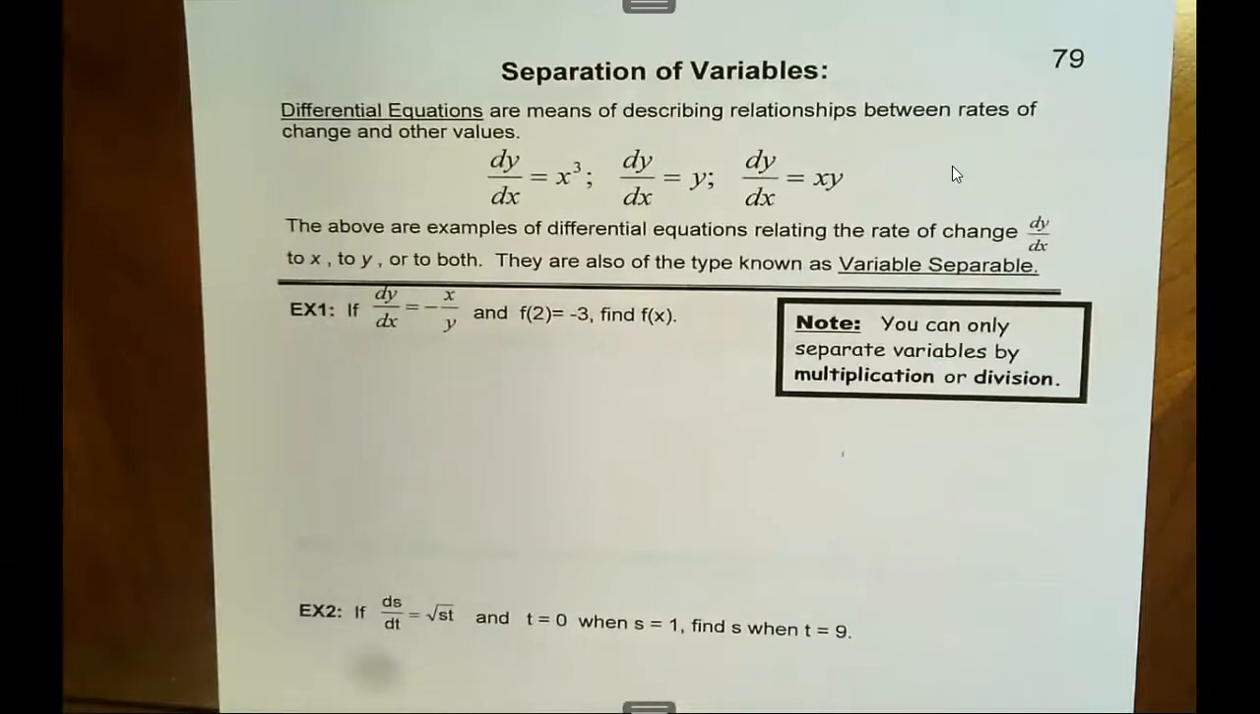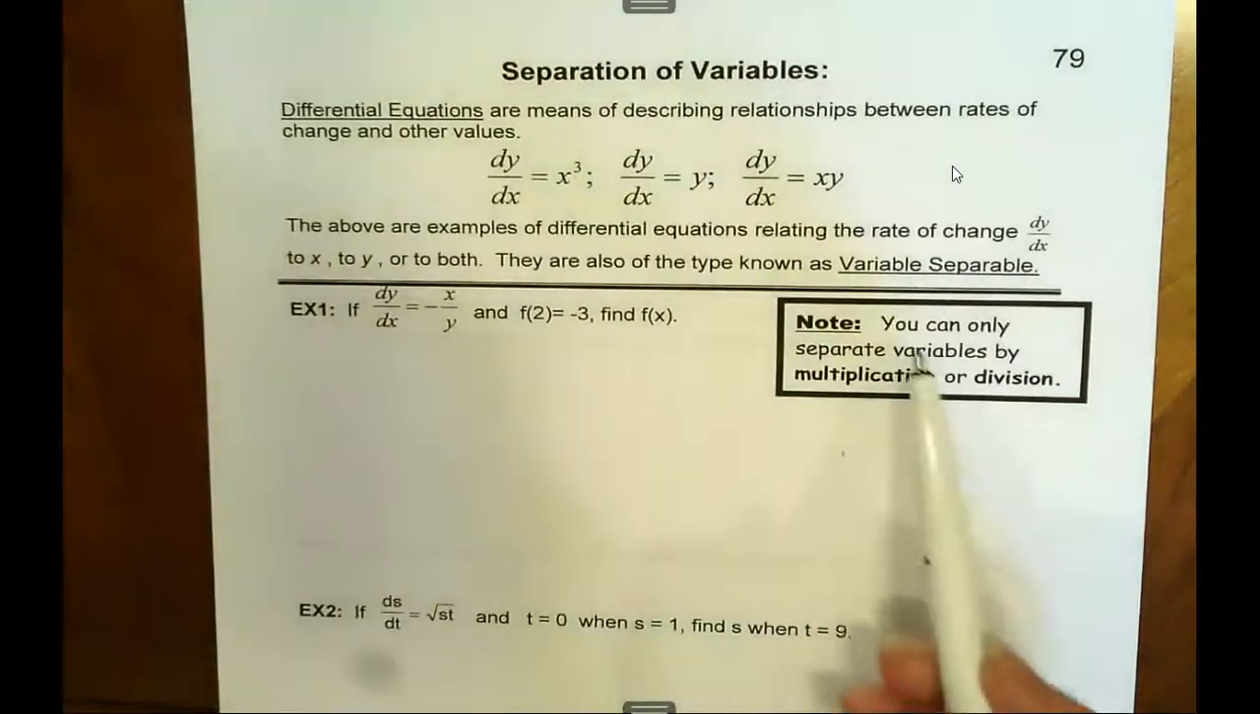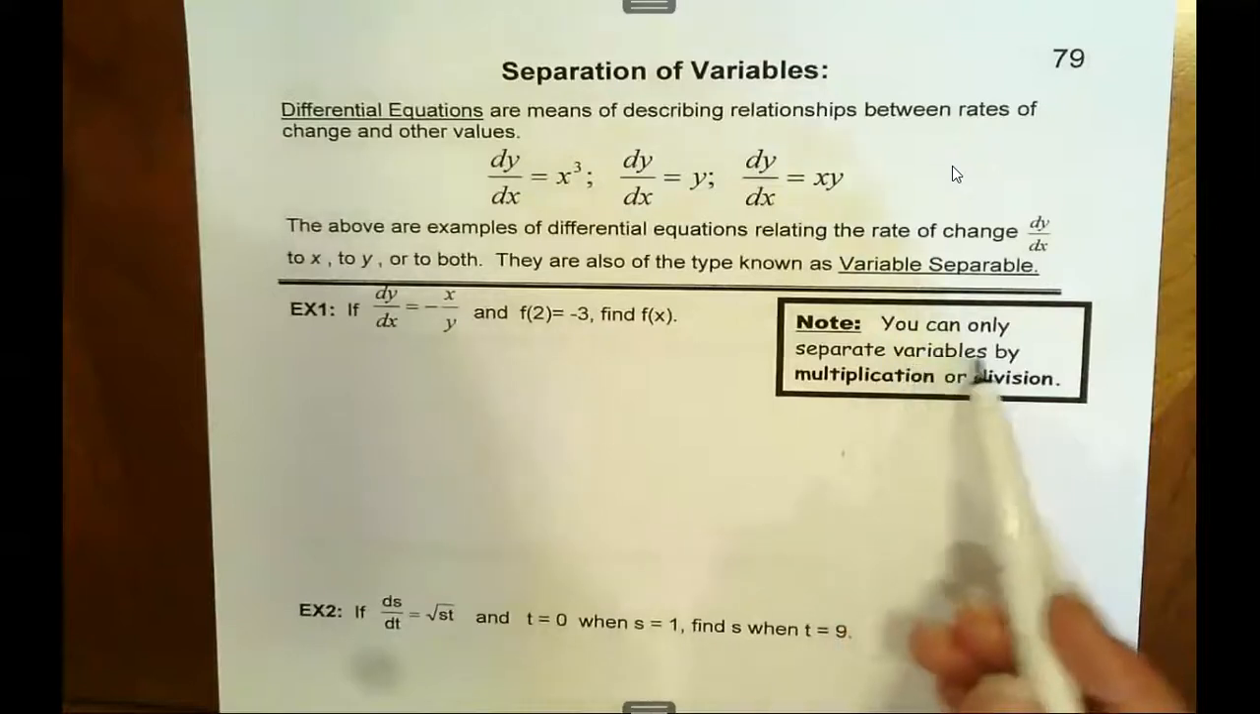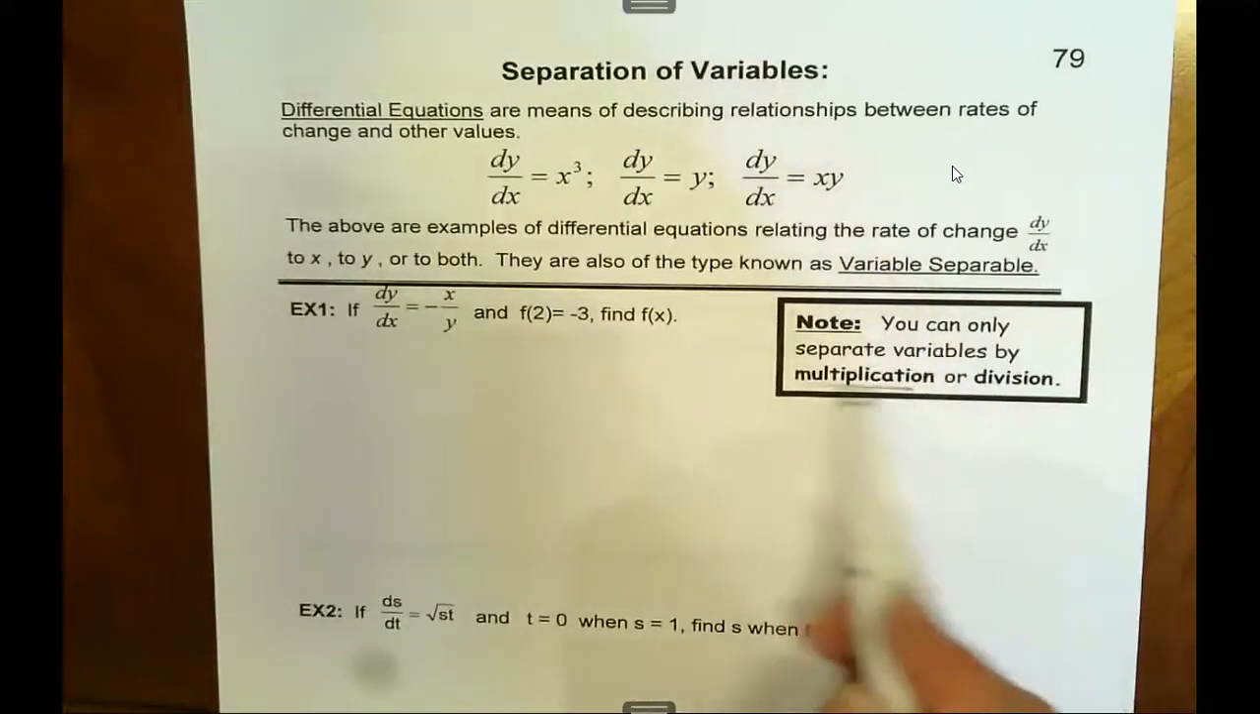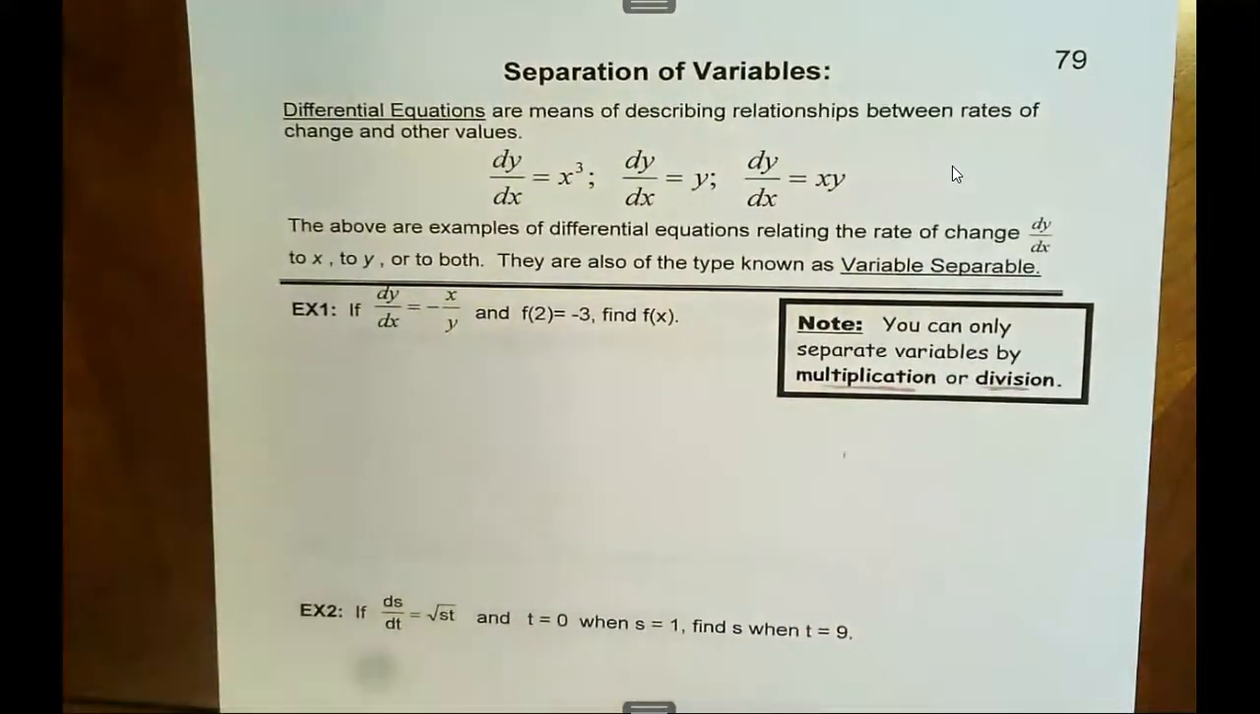Now, when we're separating them out, this is pretty important right here. You can only separate the variables with multiplication or division. You can't add or subtract in order to separate the variables. So keep that in mind.